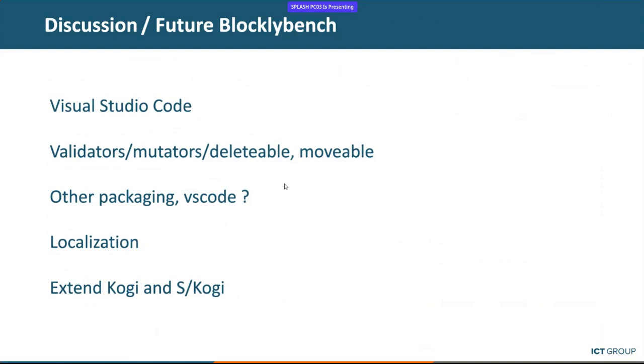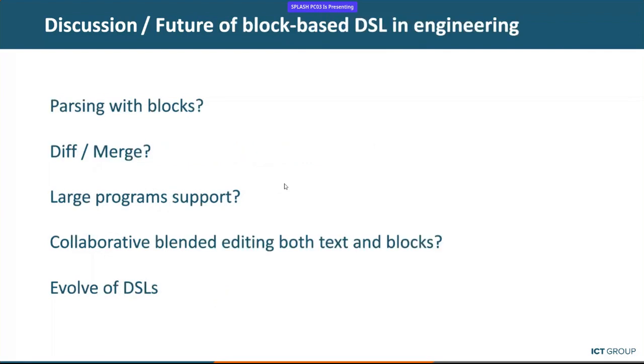Also the packaging. Now we package it to a standalone website. You saw that I just clicked the HTML page, so it's not even hosted. It is totally in the browser. But you could also maybe bring this one to VS Code. Things like localization, or maybe what we see as an extension point to start off with Coggy, with your existing DSL description. With Coggy, you make your first attempt of your blocks, and then fine tune your blocks.